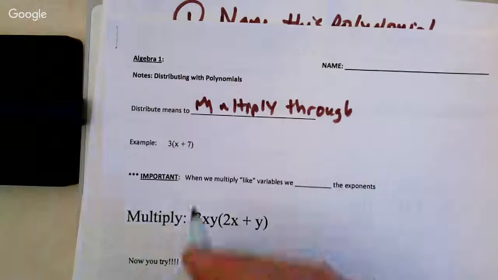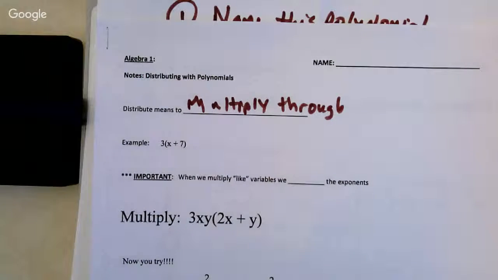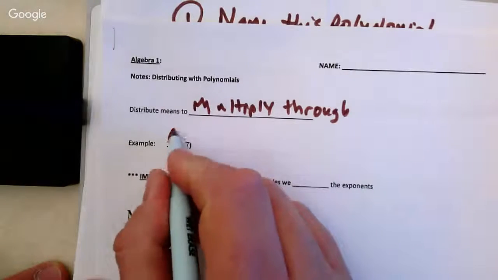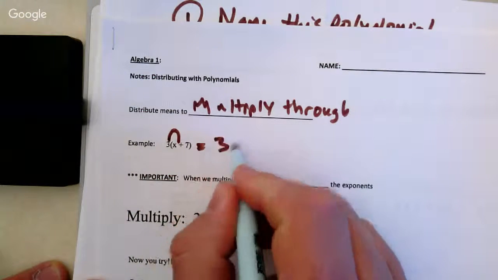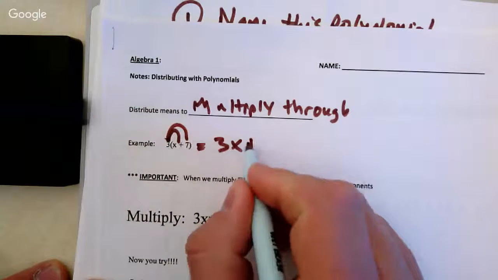Example, you already know how to do that. Go ahead and multiply that out real quick. 30 seconds on your own. Multiply that puppy out. All right, what's 3 times x? What's 3 times 7? Yep.